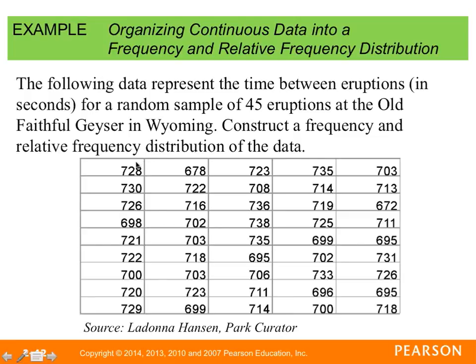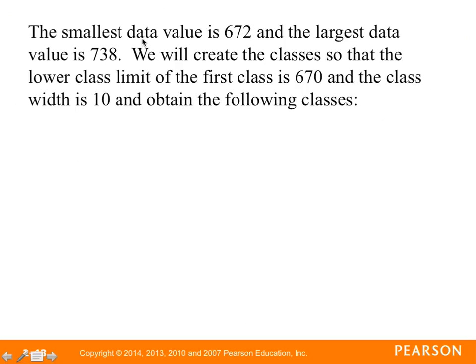So we have these various metrics. We have 728, 678, 723. So someone sat there for 45 eruptions possibly, or reviewed this later, and recorded the number of seconds. So from the first eruption to the second eruption, it took 728 seconds. From the second to the third, it took 678 seconds, and so on, and they recorded all 45 of these eruptions. So we want to look for the smallest and the largest data values when we're trying to create classes.